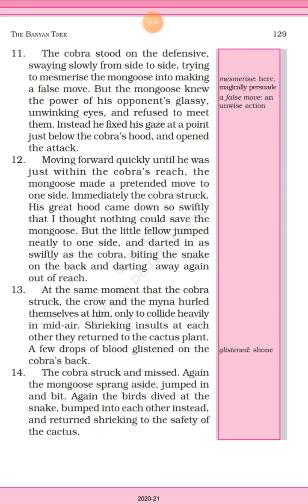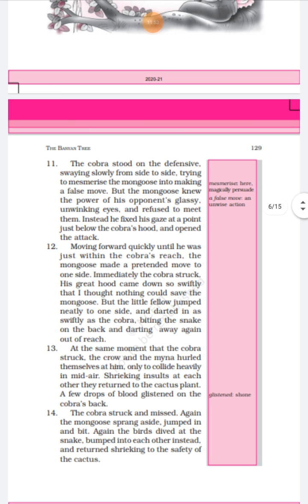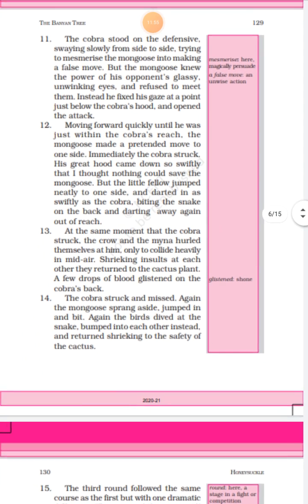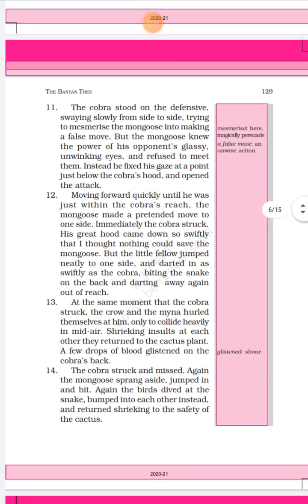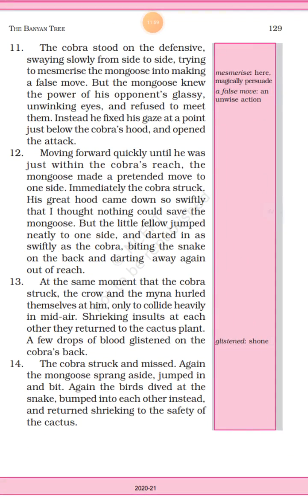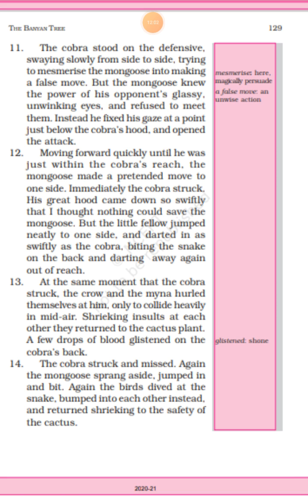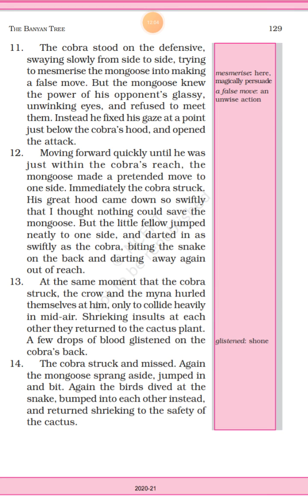But the mongoose knew the power of the opponent's glassy, unwinking eyes. What is it? Glassy, like a glass. Unwinking means what? Whenever we see something bright, our eyes get pain and we close our eyes. Is it not? But the snake will not wink its eyes, close its eyes at all. So it keeps its eyes open, and the eyes are like a glass.